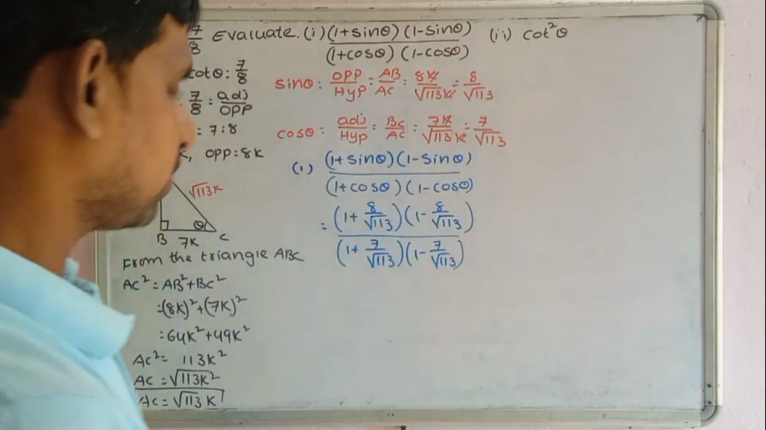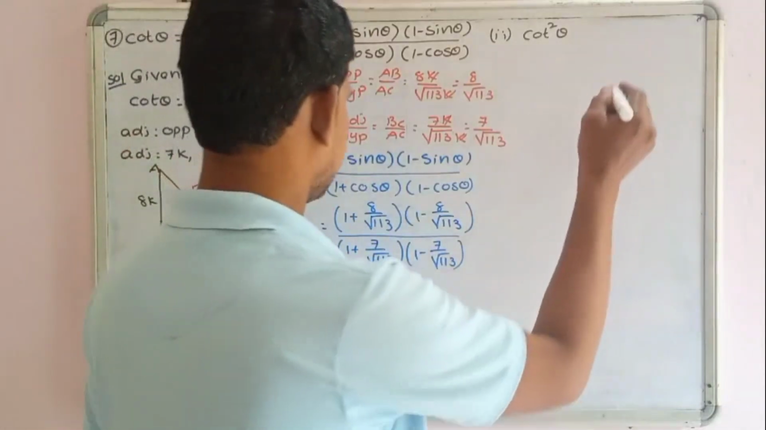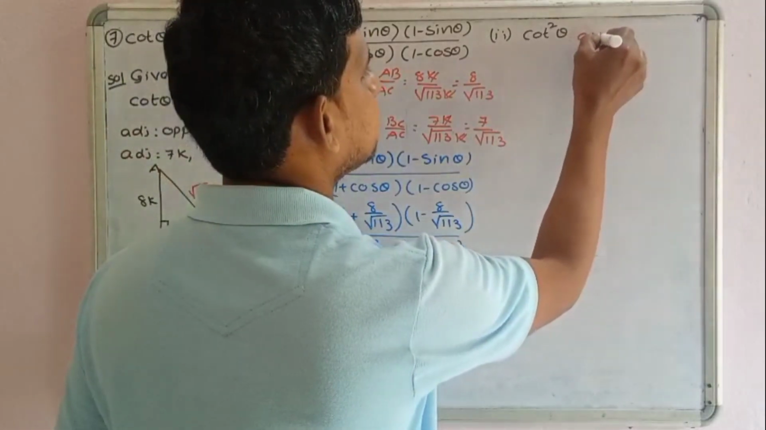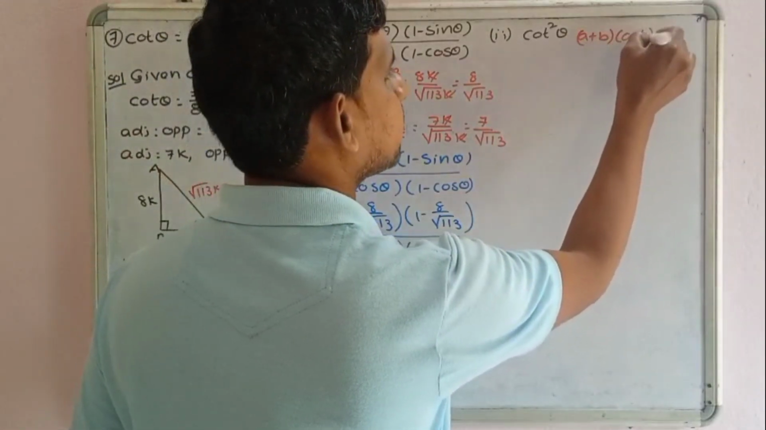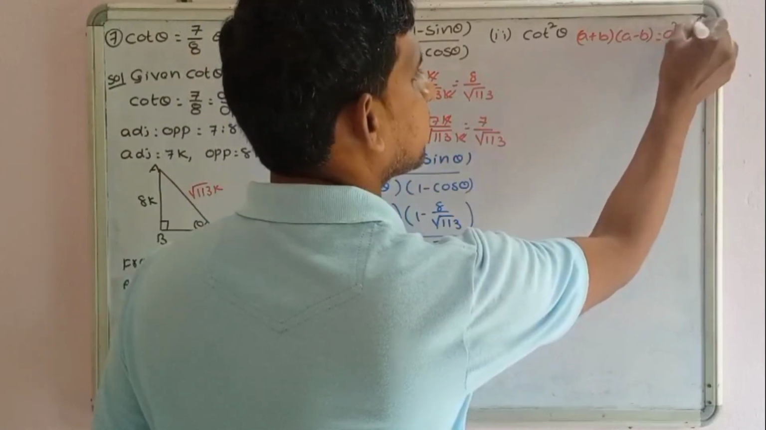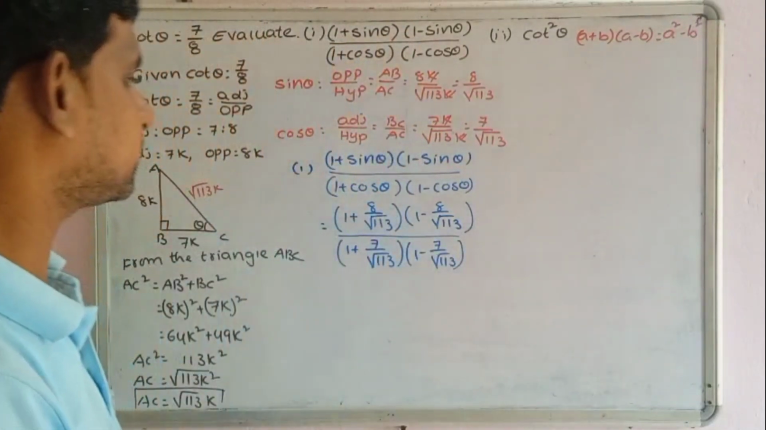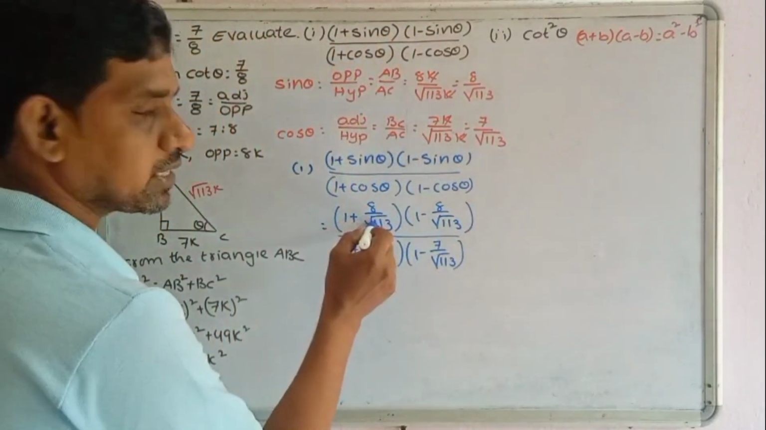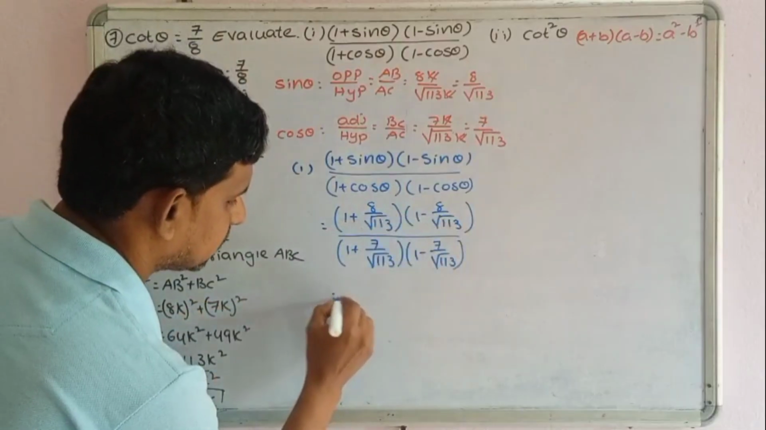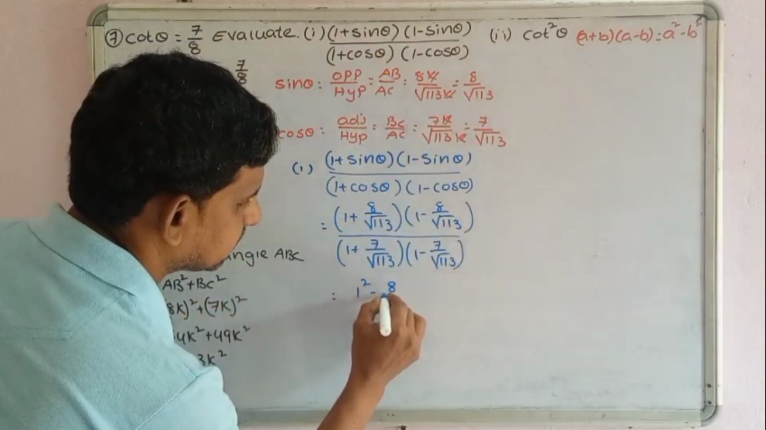See, what is the formula of a plus b into a minus b? A plus b into a minus b is a square minus b square. See, this is how the formula a plus b into a minus b works. So, a square minus b square.